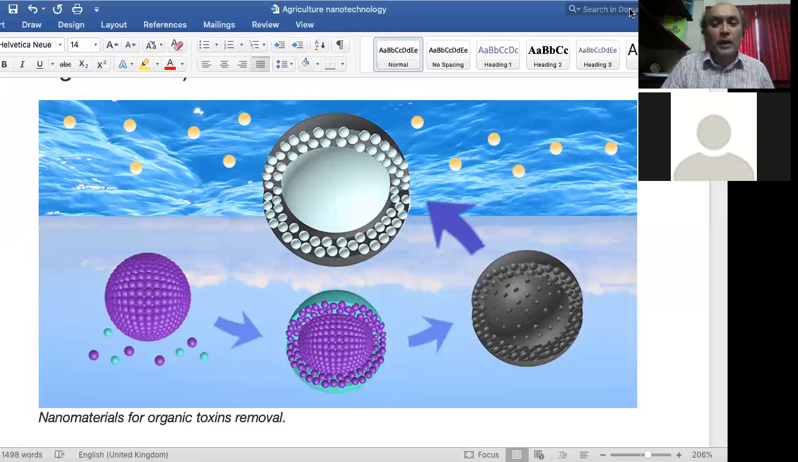Mobile phone, when it was introduced in Bangladesh, per minute it cost 12 taka or like that. But now you can imagine it is few paisa only. So technology, when it becomes mature, then the price or cost would be reduced.